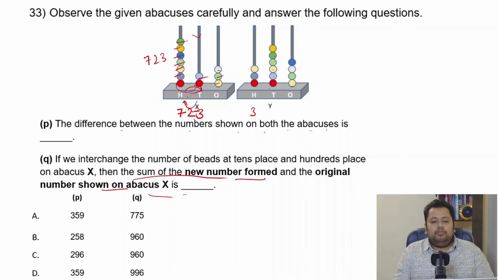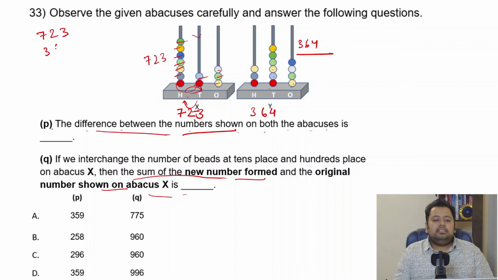Correct? Now what is Y? 1, 2, 3, 4, 5, 6, right? This is 6, correct? And 1, 2, 3, 4. So 300, 6 tens, 4 ones is what? 364. So this number is nothing but 364. Now P is asking what? What is the difference between the numbers? So we just have to do a subtraction.